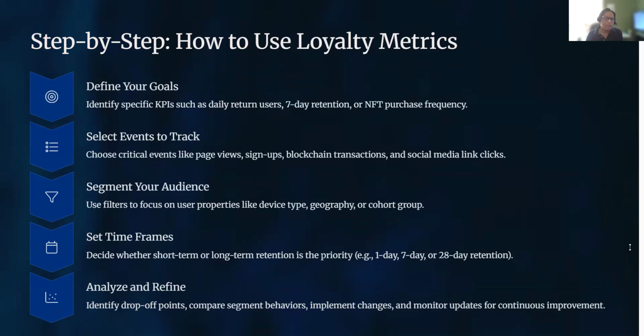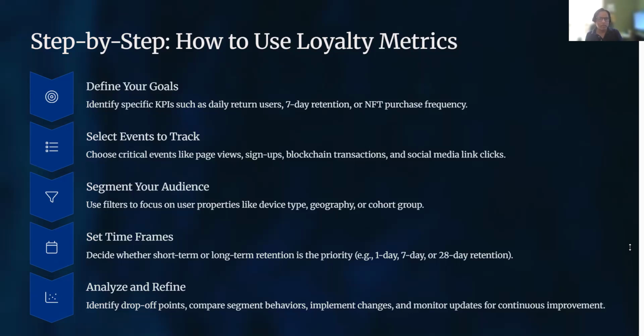So some of these are the step-by-step implementation, how you can implement the loyalty metrics. It's pretty simple. Define your goal. The goal could be anything. Measure a particular data point for 7 days or 10 days, or ultimately purchasing an NFT token, or ultimately sending an email to their friends and family about the new product or service that you are launching for your customers. So once you set the goal, then the next thing is to track events.